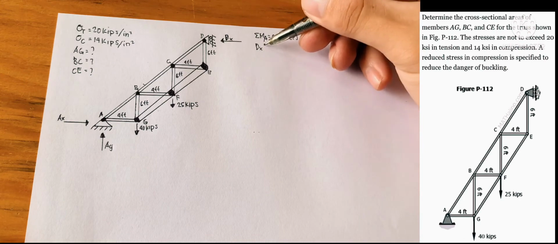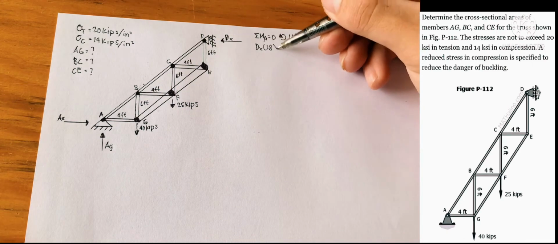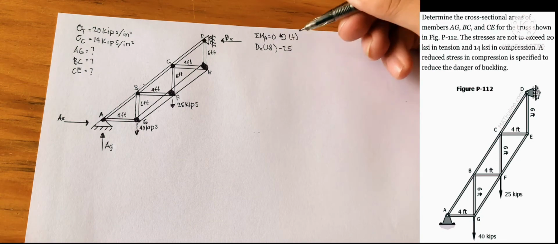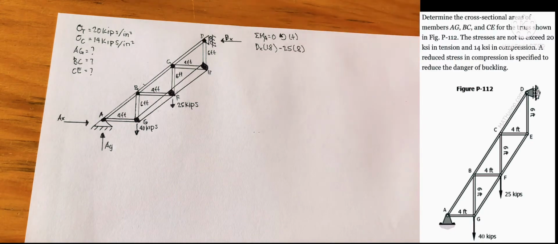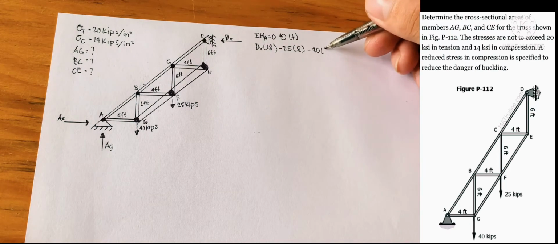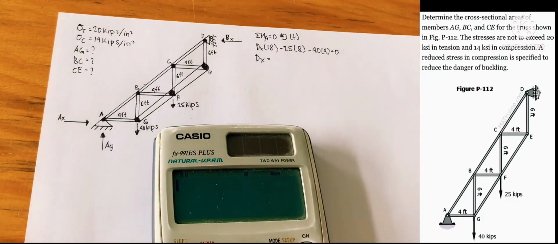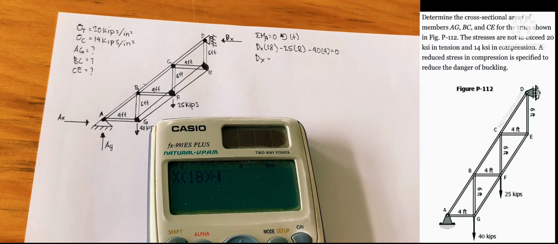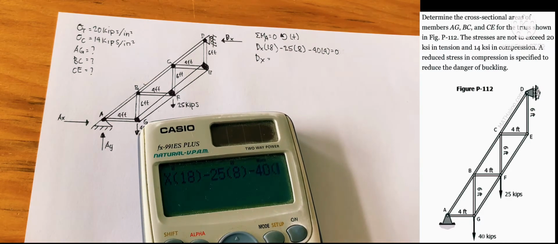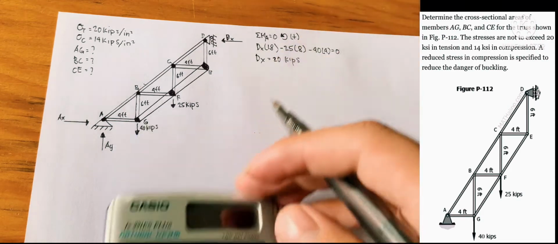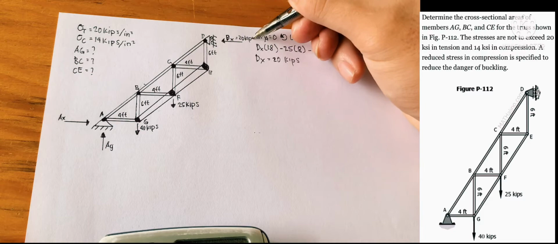Let's write the dimensions. So we have dx, and 6 plus 6 plus 6 is 18. The force rotates clockwise, so negative 25 multiplied by 8, which is 4 plus 4. The vertical force 40 multiplied by 4 equals 0. So let's check: dx multiplied by 18 minus 25 times 8 minus 40 times 4 equals 0. The answer is 20, and it should be in kips. So dx is 20 kips.